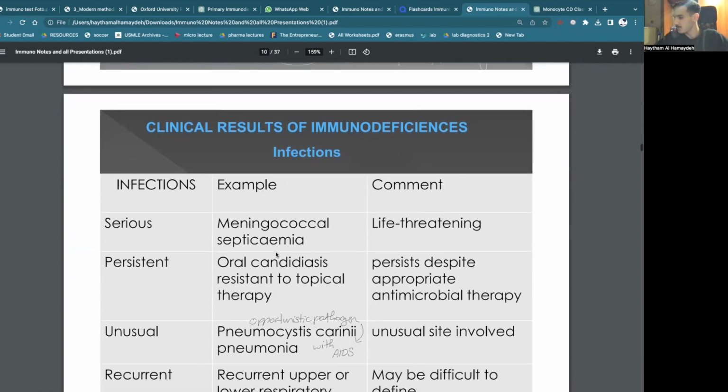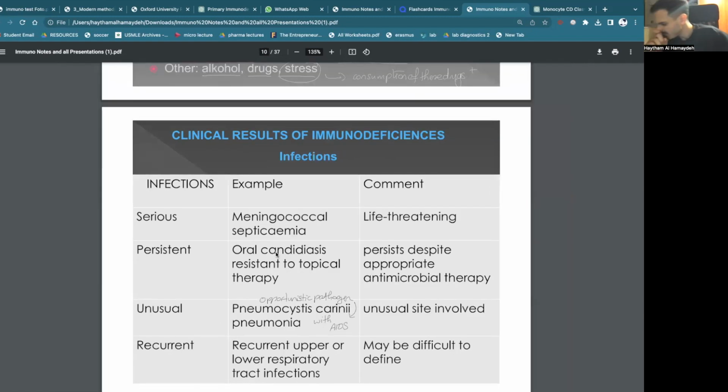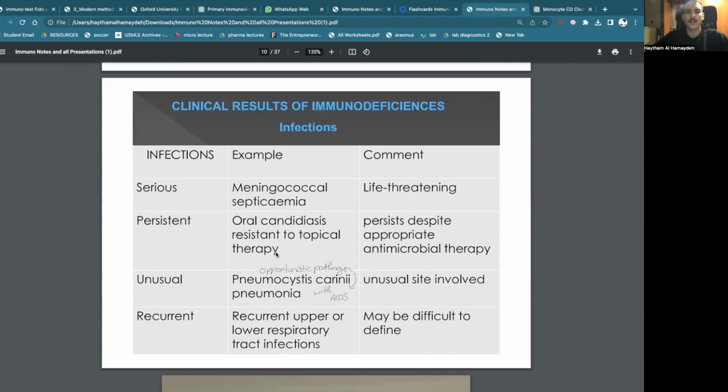So now, okay, so now we have PID and SID.